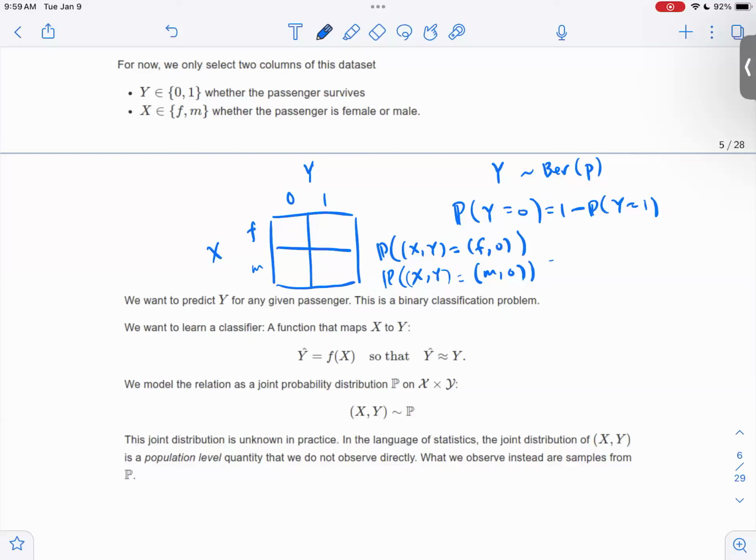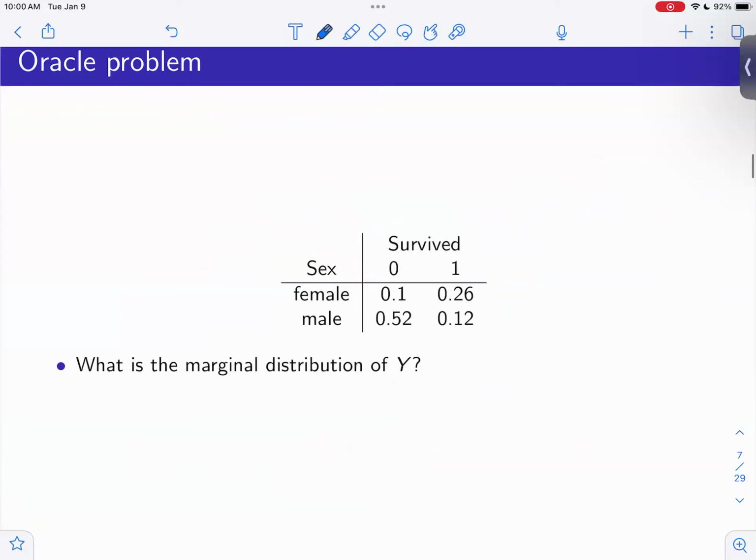Once I have these four numbers, I can answer a lot of questions. Is that clear? So suppose these are the probabilities. This is giving you the joint distribution of X and Y. In practice, we don't get to see this, but you can try to estimate it. That's what we're going to do next. So far, so good.